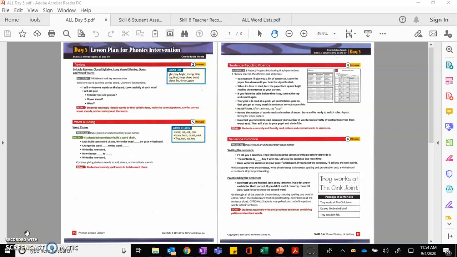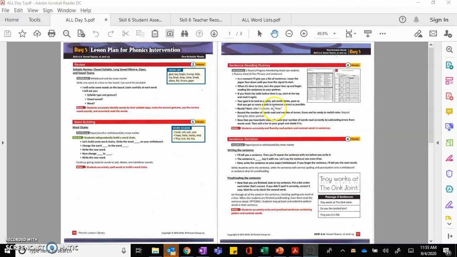Right, day 5, last day of the lesson plan for your particular packet. You start again with a review. This one happens to be a syllable review, and all that's needed is a whiteboard and dry erase marker, and you've got a word list there to use. Next is word chains and word building. Again, paper, pencil, or just whiteboard and dry erase. And you've got some words.